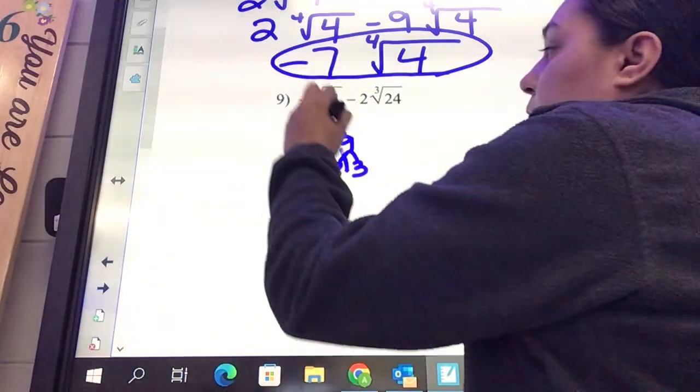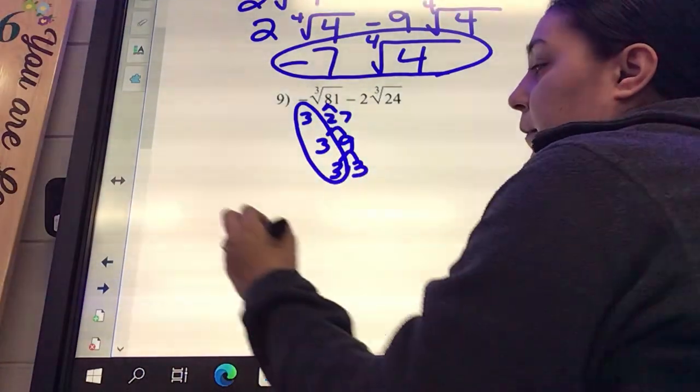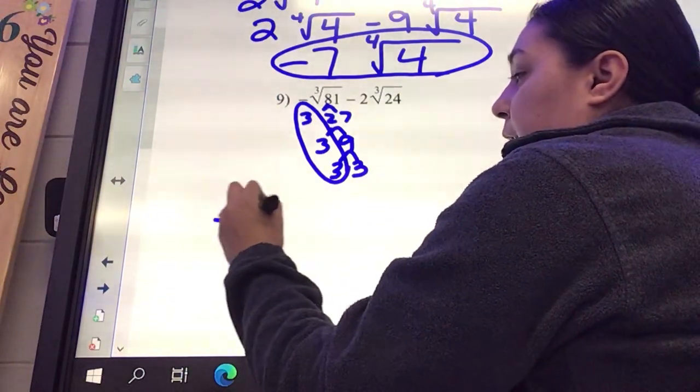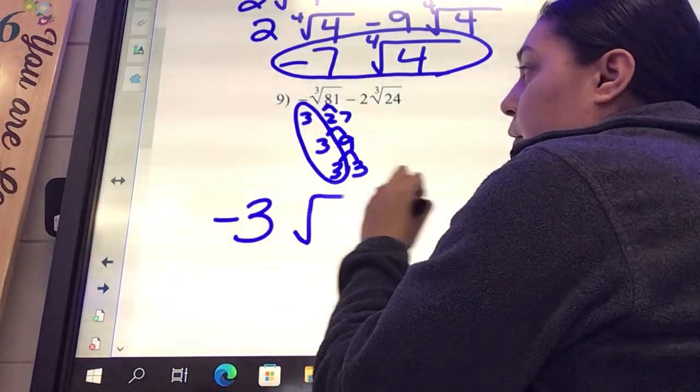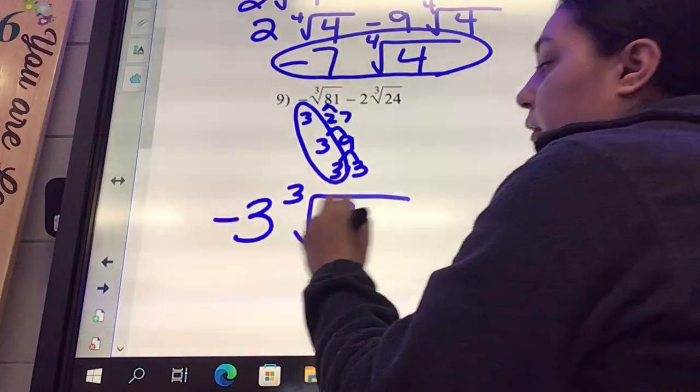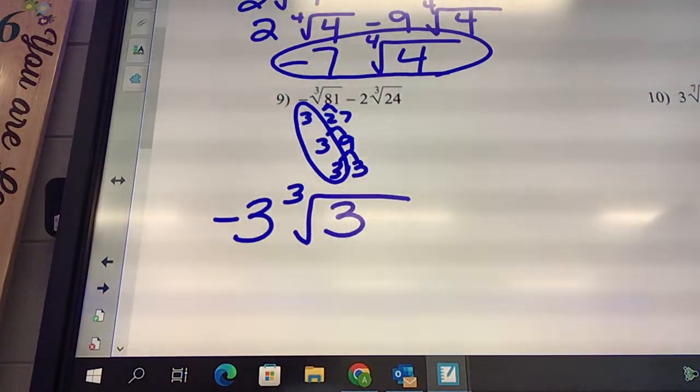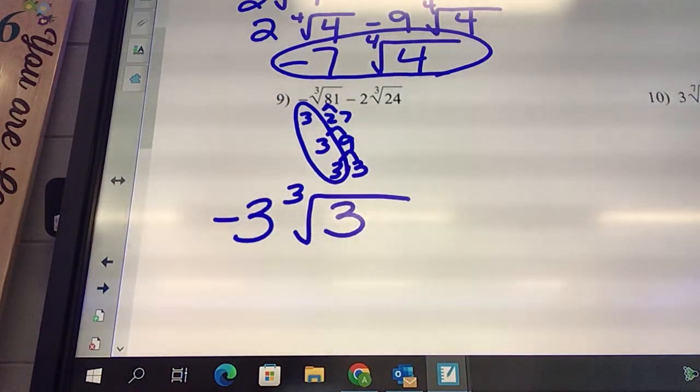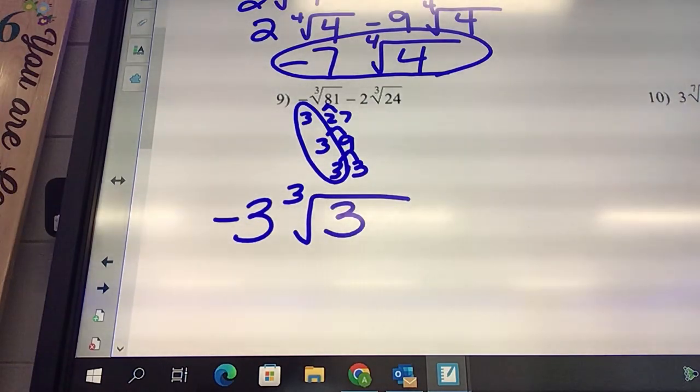3's going on the outside. Yep. And 3's going on the inside. Yep. So we got negative 3 cube root of 3. Okay, make sure your index looks like a baby number, or you're going to get messed up.